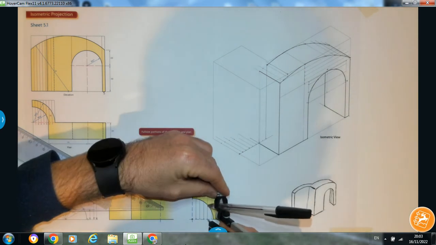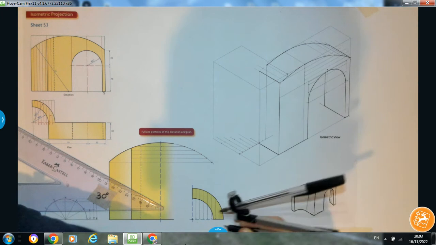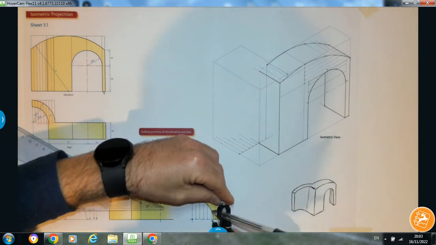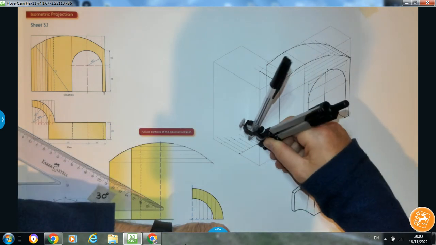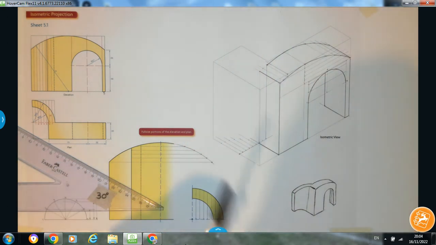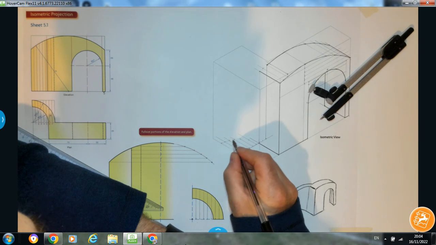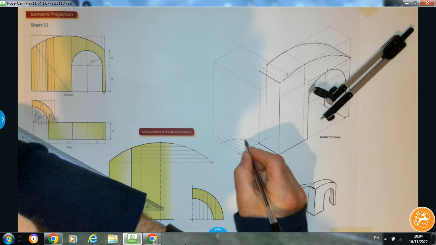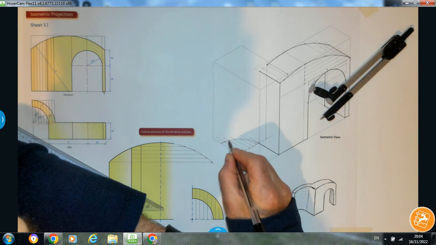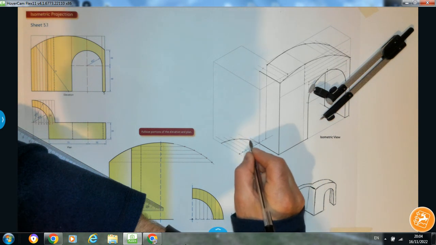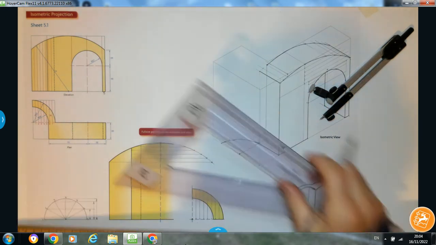For the fifth one, here's the sixth. And obviously the seventh one is right in here. So following those points, I would sketch them in. Okay, so we've got the curve at the bottom.